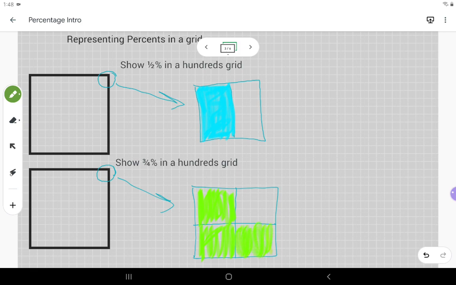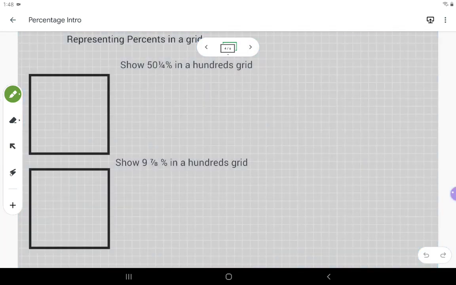So 0.75% means 3/4 of one small square is filled in. Notice if you look at my big hundreds grid, I did not color in 3/4 of all the squares. I zoomed in on one small square and colored in 3/4 of that. So I have those fractional percents, and what I'm going to do now is include them with a whole number portion.